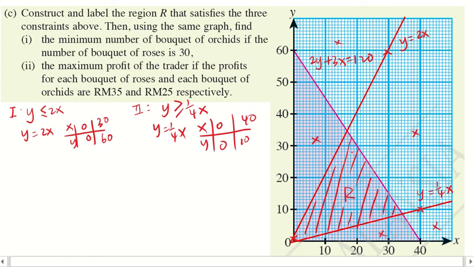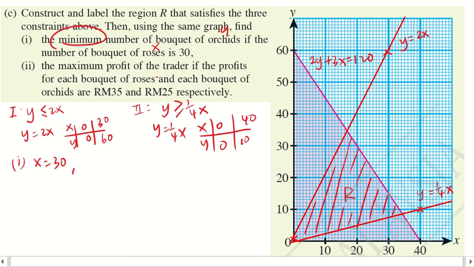Label all parts, then erase the unrelated parts. So this is the graph we drew. Now we go to the first one, C1, and find out the minimum number of bouquets of orchids. Orchid is y, if the number of roses, x, is 30. So x equal to 30, then what is your y?